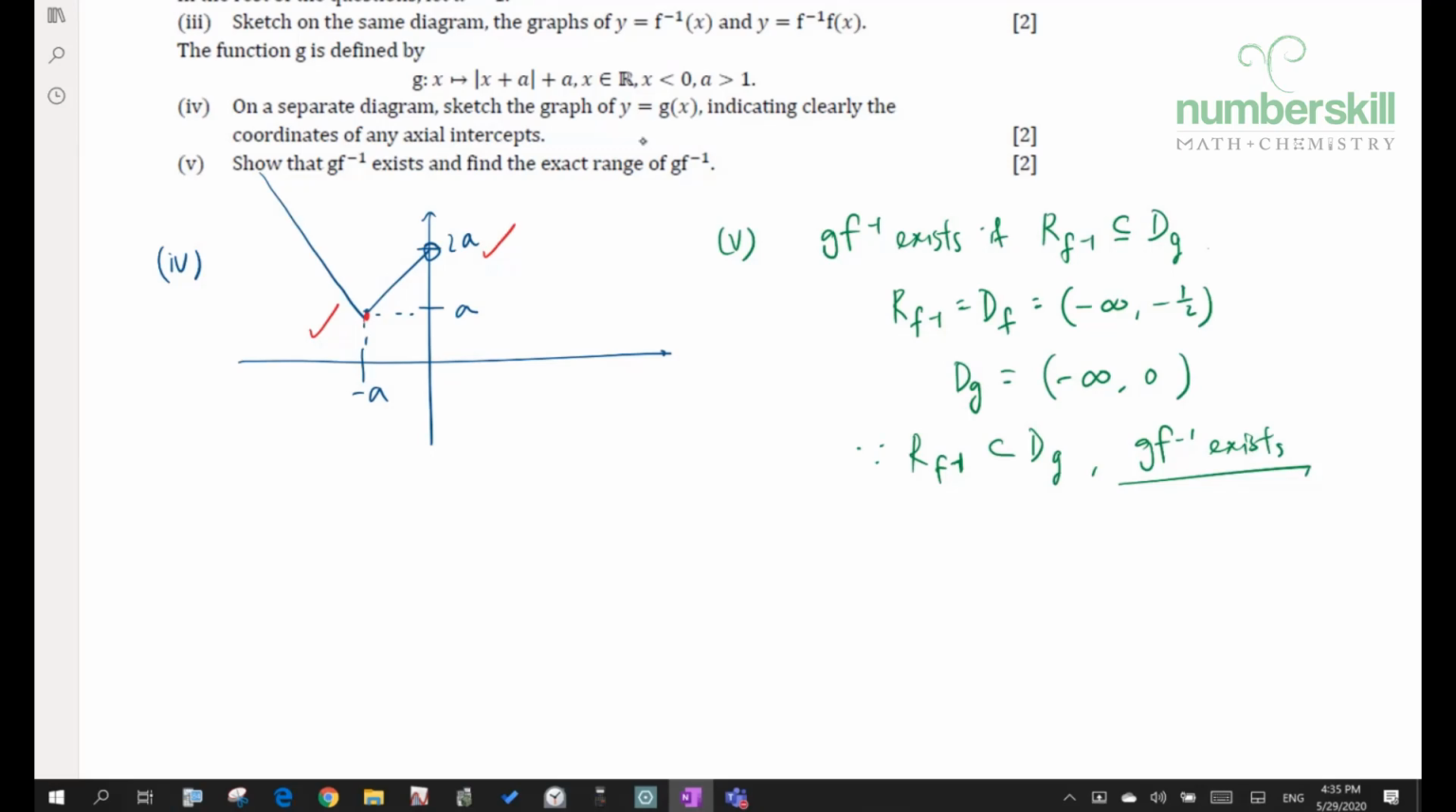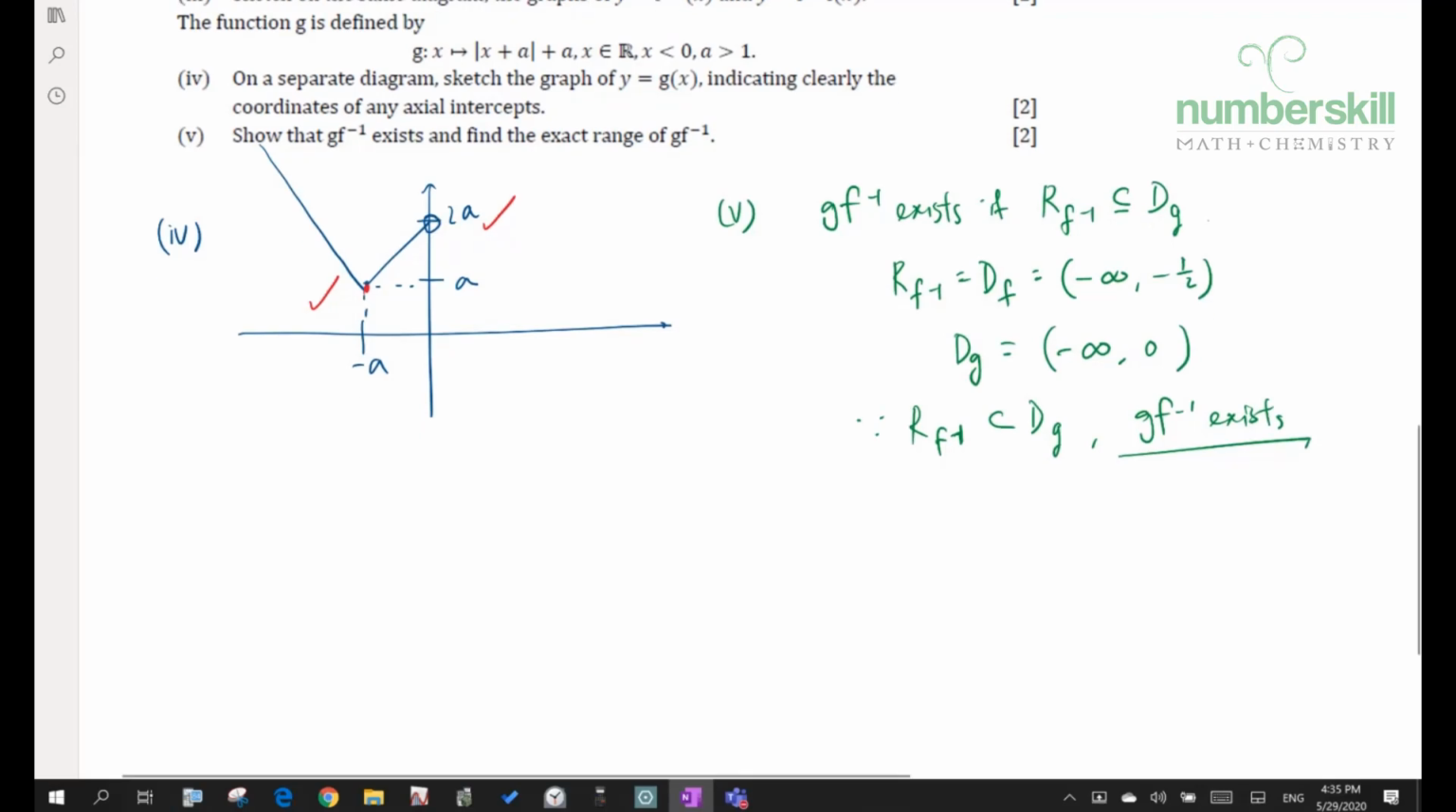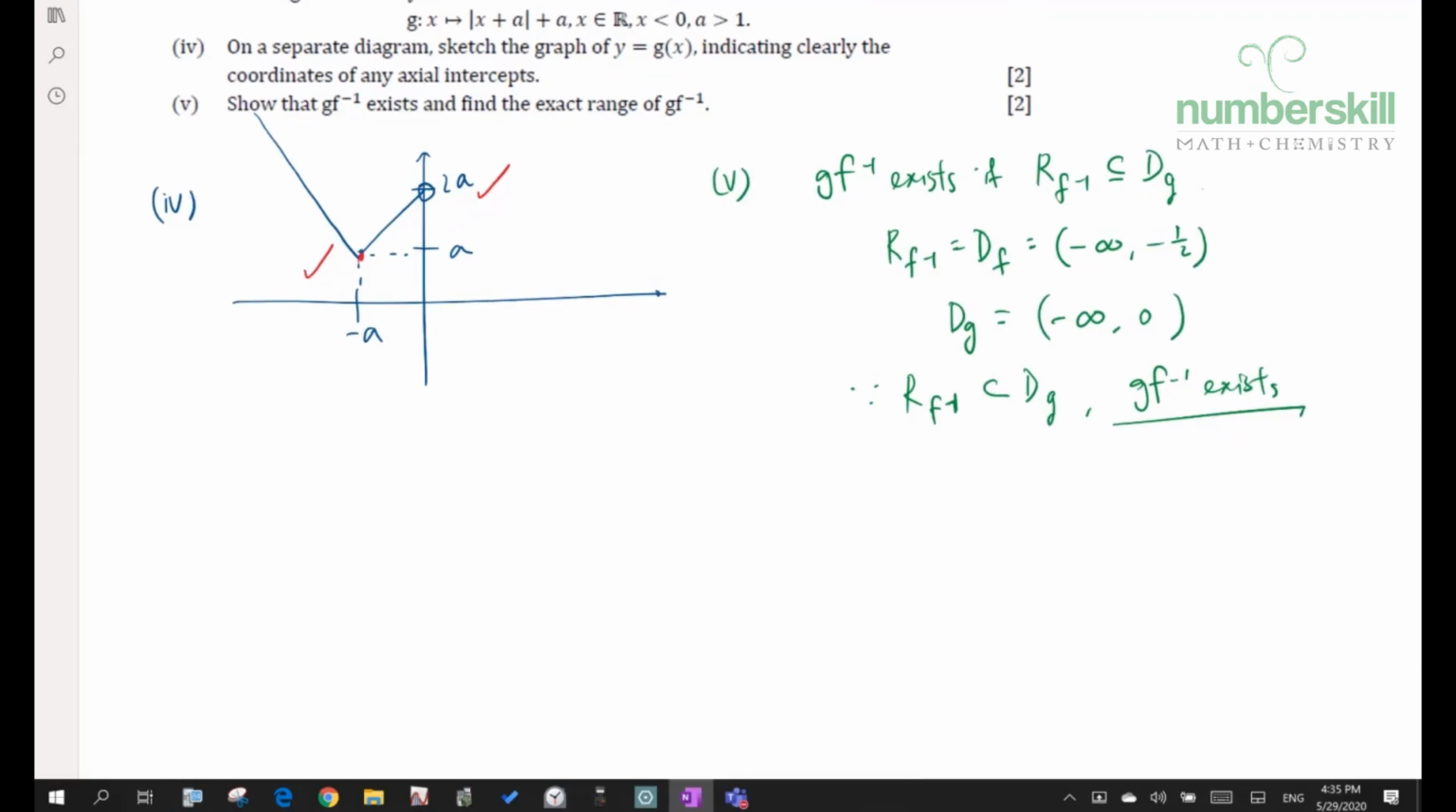Now the other 1 mark, which is this one, causes a lot of pain, because some people just never get it. So let's try to understand. The idea is you want to find the range of GF inverse. Functions behave like machines, right? The first function is the F inverse.